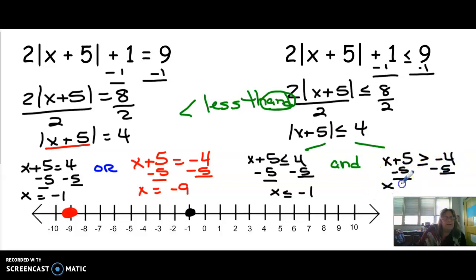X is greater than or equal to -9. So we have the same answers that we had when we set it equal to. This time, we just have to make sure: if I'm looking at less than -1, that's going to point to the left. If I'm looking at greater than -9, that's going to point to the right. So what I'm doing is graphing everything between those two numbers. That is an and problem, less than.